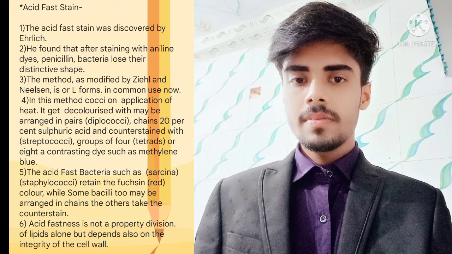In this method, on the application of heat, the smear is decolorized with 20% sulfuric acid and counterstained with a contrasting dye such as methylene blue. The acid-fast bacteria, such as mycobacteria, retain the fuchsin, the red pigment, while the others take the counterstain. Acid-fastness is not a property of lipid alone, but also depends upon the integrity of the cell wall.